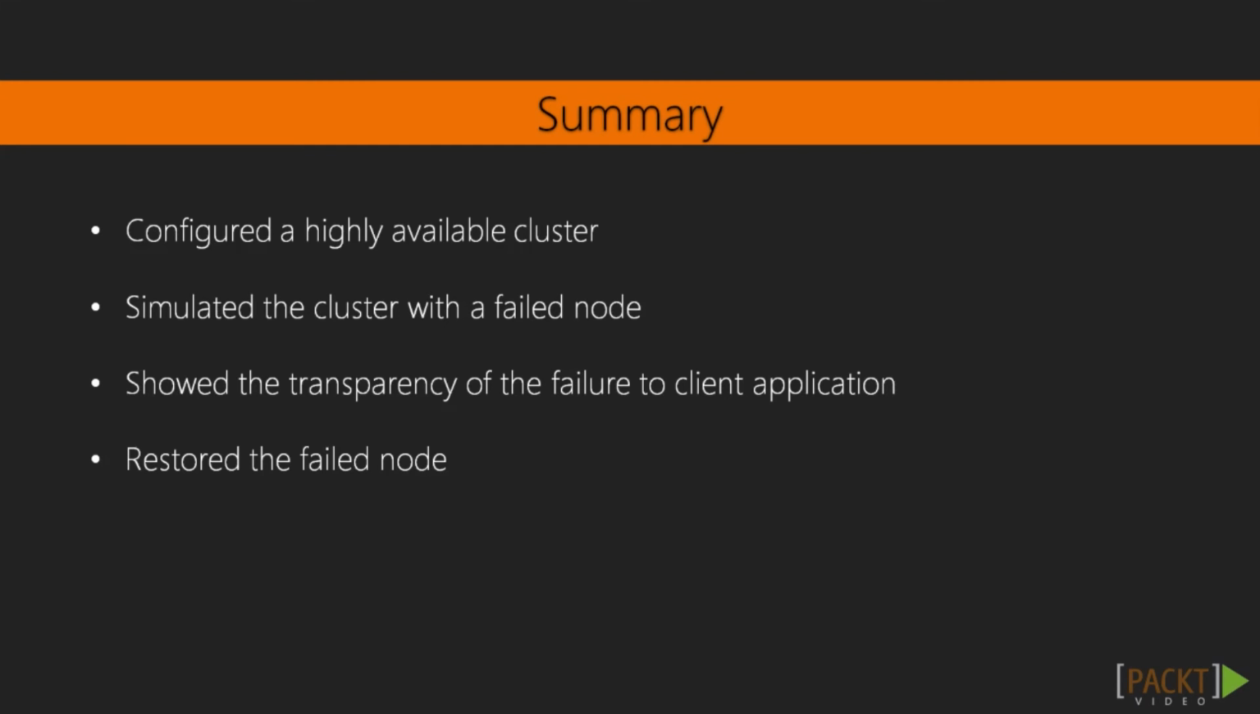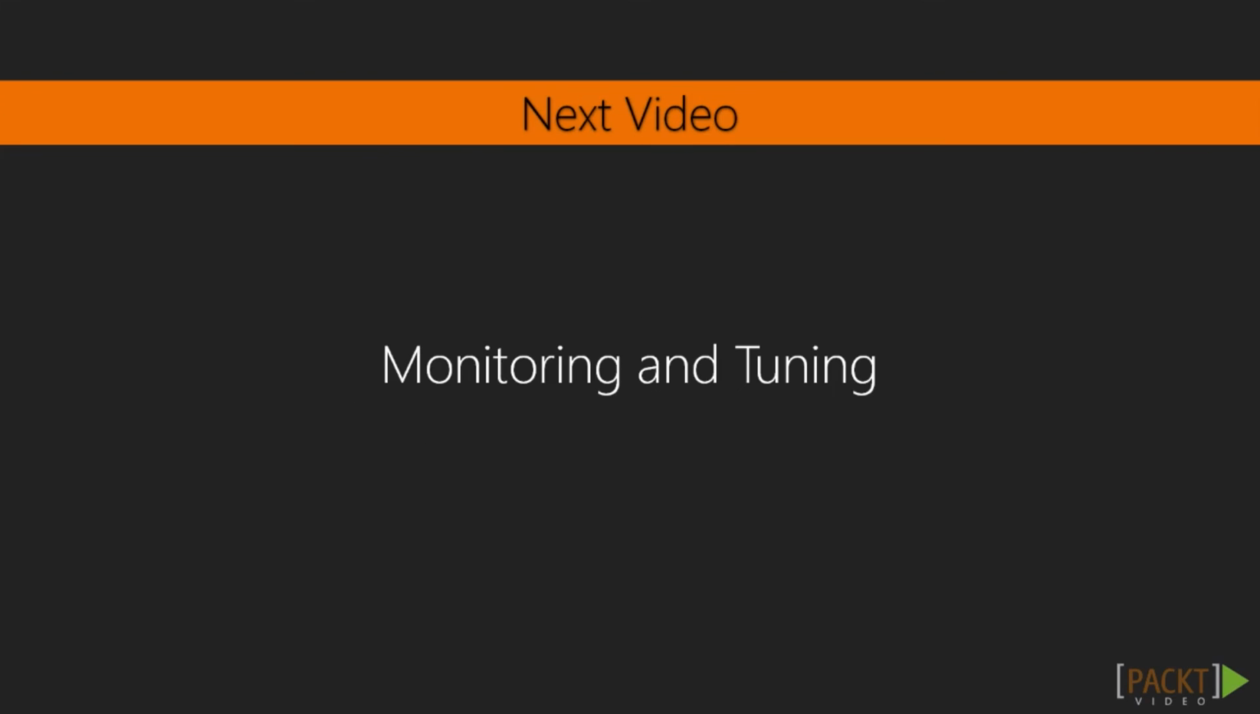We've set up Cassandra with resilience and simulated a node failure. We've seen that the client application was not affected by that failure, which proved the cluster highly available. Then we restored the failed node, which was also transparent to the client application. In the next video, we'll touch on monitoring and tuning of Cassandra.